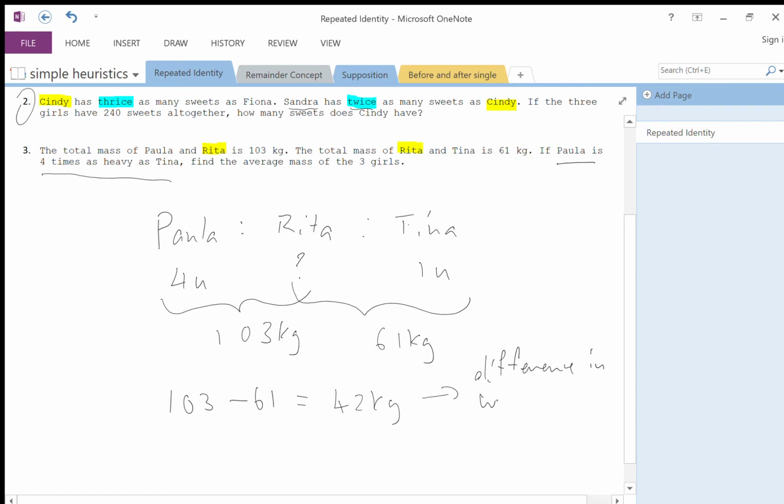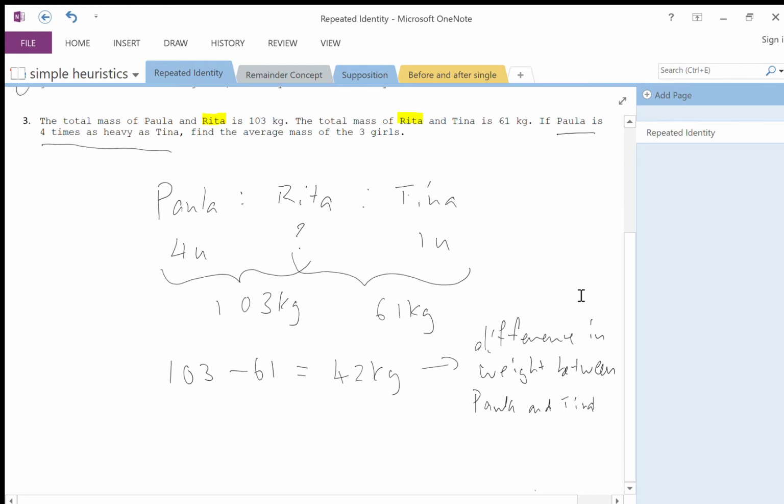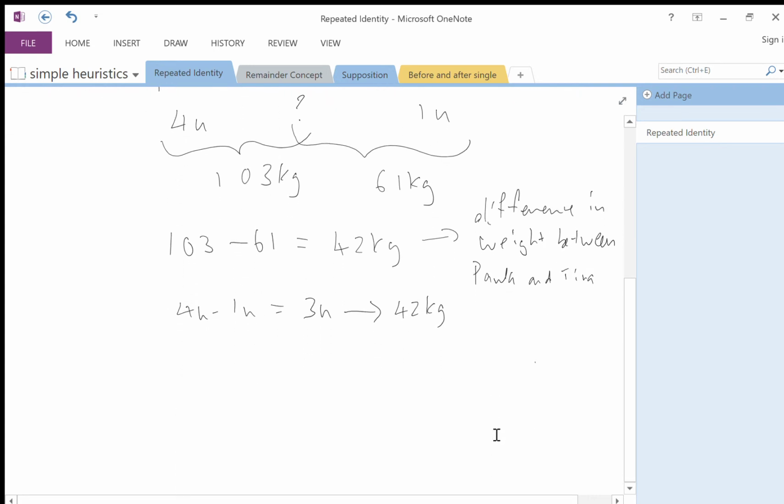in weight between Paula and Tina. So in terms of the units, this is 4 and this is 1. What's the difference? So in terms of units, it's actually 4 units, take away 1 unit, that's 3 units. So 3 units is 42 kilograms. Right? Now if I know that 3 units is 42, 1 unit will be equal to 14 kilograms.